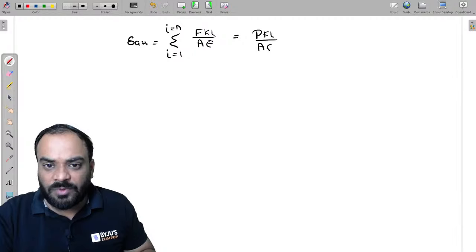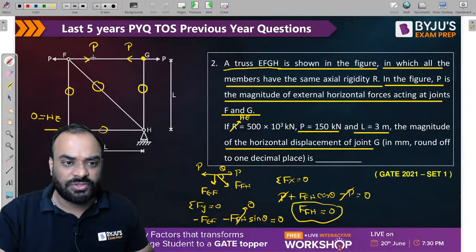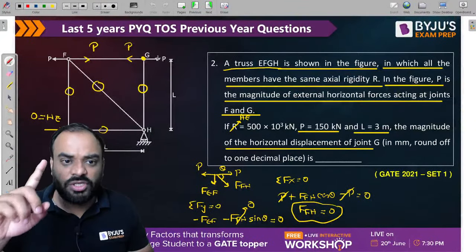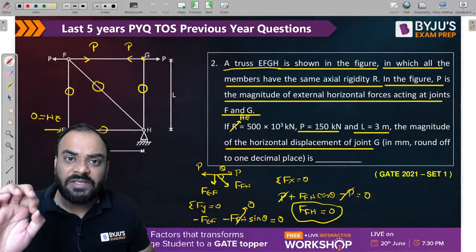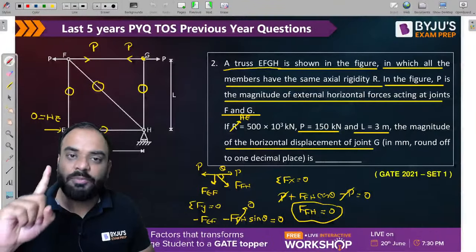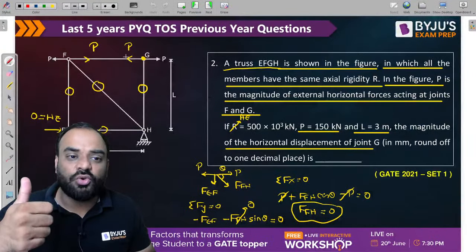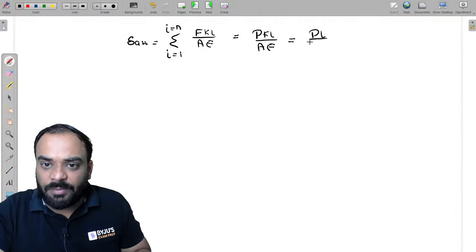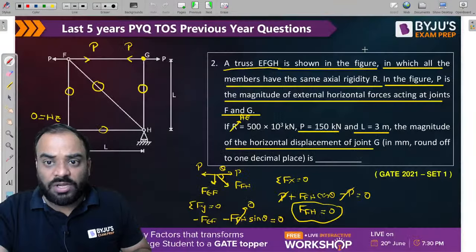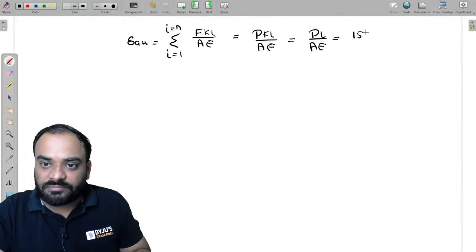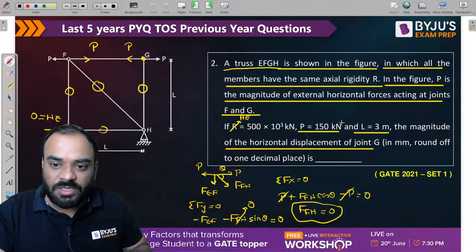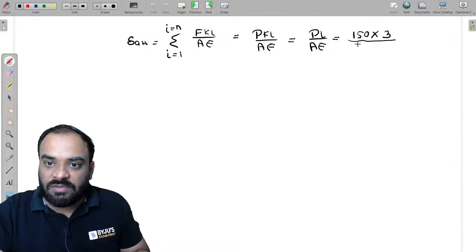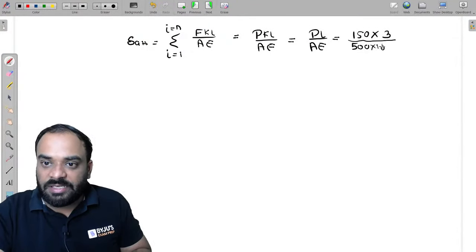So guys, tell me what is the value of K force? For FG member, you need to replace the load by unit load, or you need to remove all the loading and place unit load at G. You need to put unit load at G, and what value you will get in FG member? Again, it is 1. So can I write here, guys, this value will become PL upon AE very easily. Okay. What is the value of P? P is 150. Multiply by length is equal to how much? Length is 3 meter. Divided by AE. AE is equal to how much? AE is 500 multiplied by 10 raised to power 3.